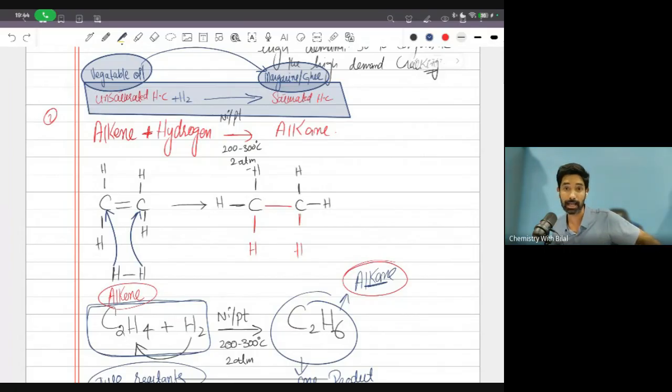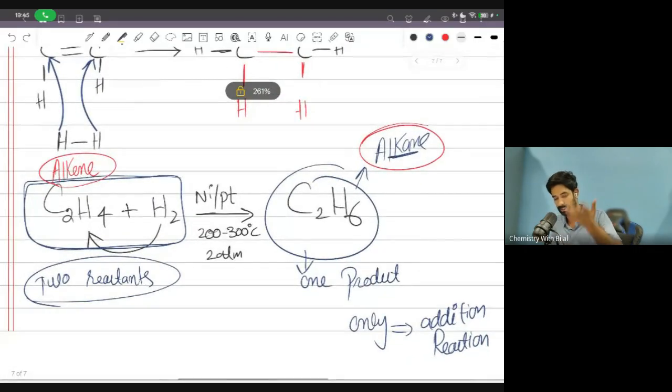Hydrogenation का मतलब है addition of hydrogen to alkene to form alkane. In this reaction you need 2 to 300 degree temperature. You need nickel and platinum as catalyst, and it is an addition reaction. Why it is an addition reaction? अगर आपसे वो पूछे कि भाई ये addition है, बताएं ये क्यों addition reaction है? So why is this reaction as an addition reaction?